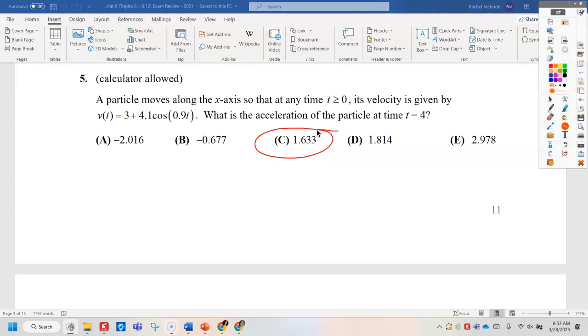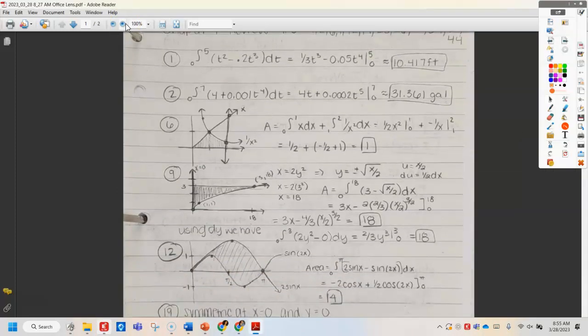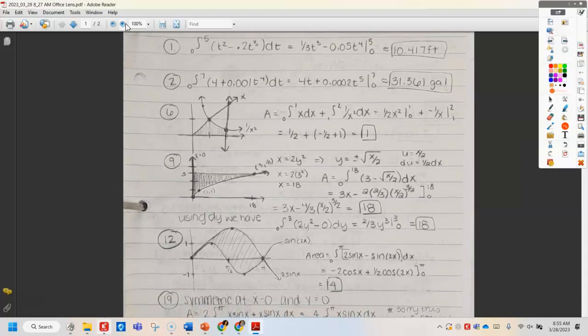Let's go over the homework from the textbook. And then 6. And then 1 and 18. You could have done 9 with dx's or dy's. Both work. Well, 12 was just an area, top minus bottom. So you got 4.